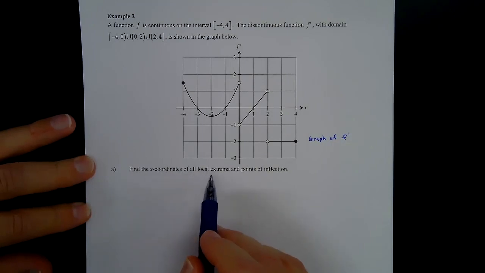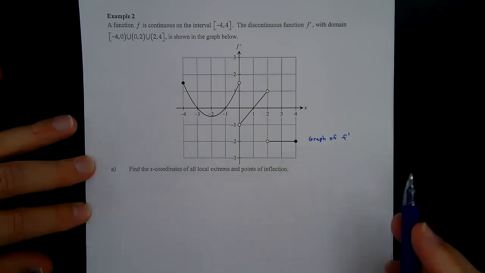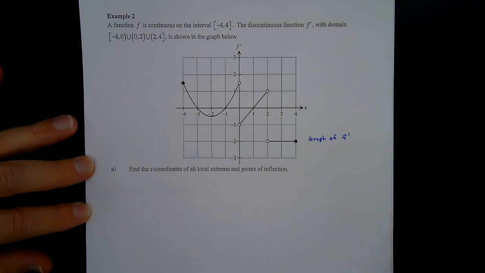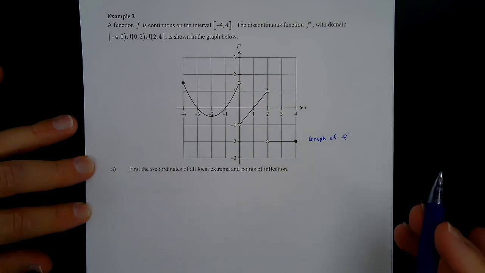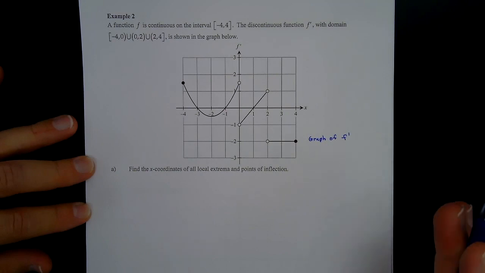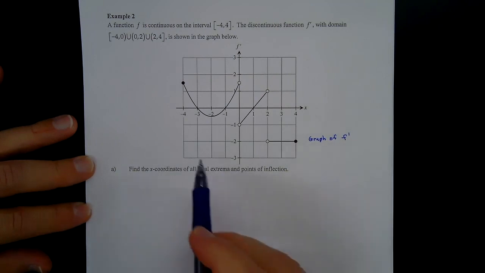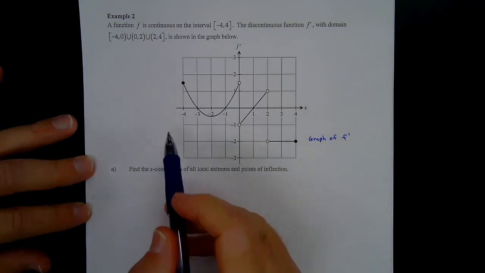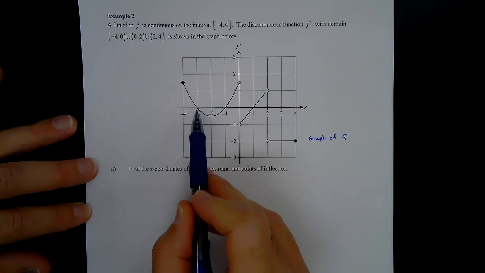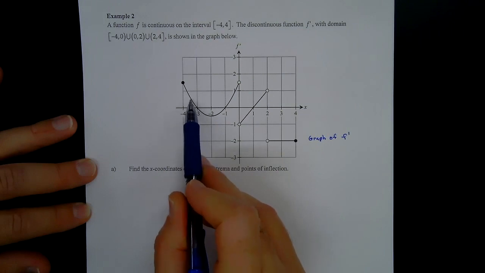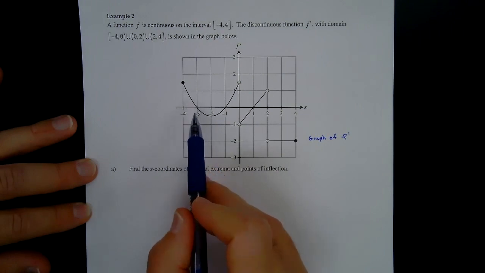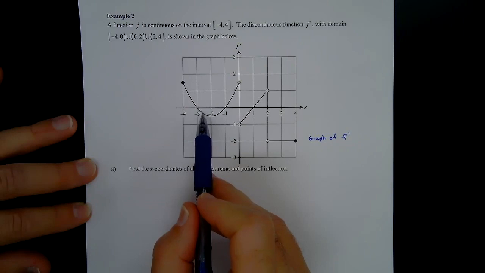All right. X-coordinates of all local extrema. So we're looking for where the derivative is 0 or undefined, and we're looking to see if f prime changes from being positive to negative or negative to positive, okay? So I'm just going to go left to right. From left to right, the derivative is on the x-axis and the value is 0 right here at -3. And just before that, the derivative is positive, and just after that, the derivative is negative.